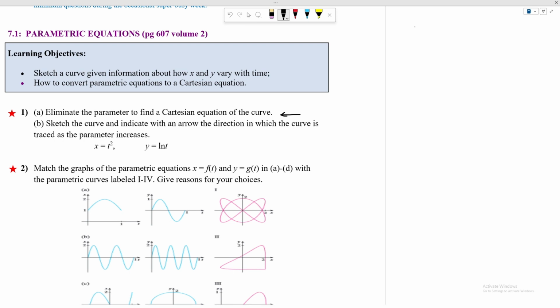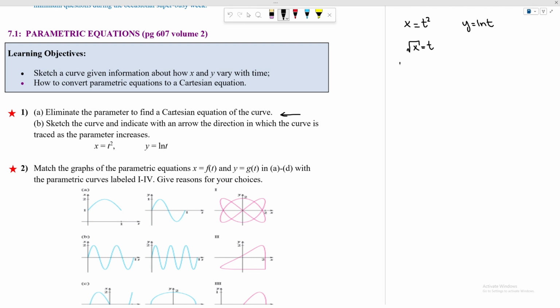But as you can see here, eliminate the parameter to find a Cartesian equation of the curve. So I have x equals t squared, and I have y equals ln t. So what you do to get the Cartesian equation, you just isolate for t and you sub in, which is pretty simple, I would say.